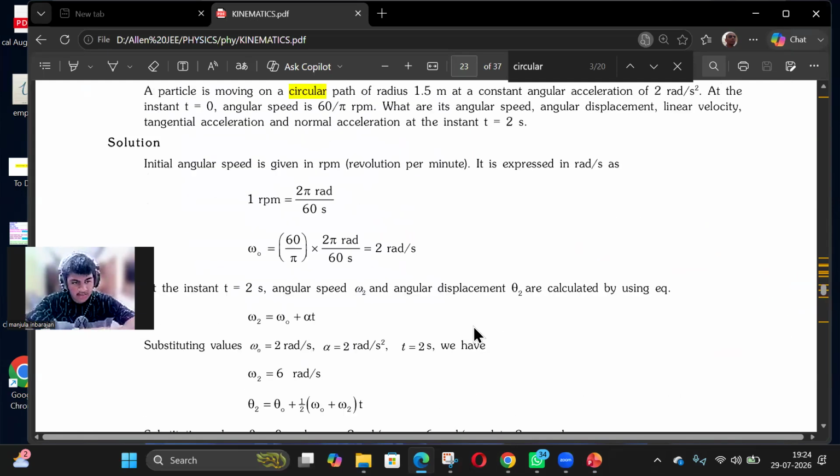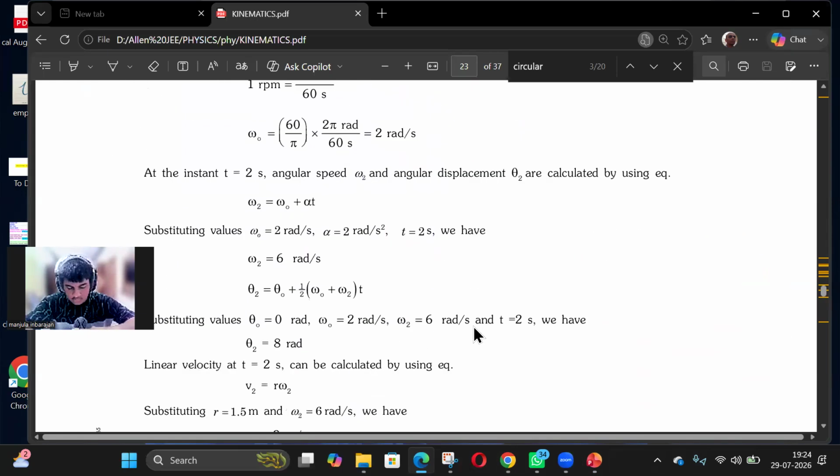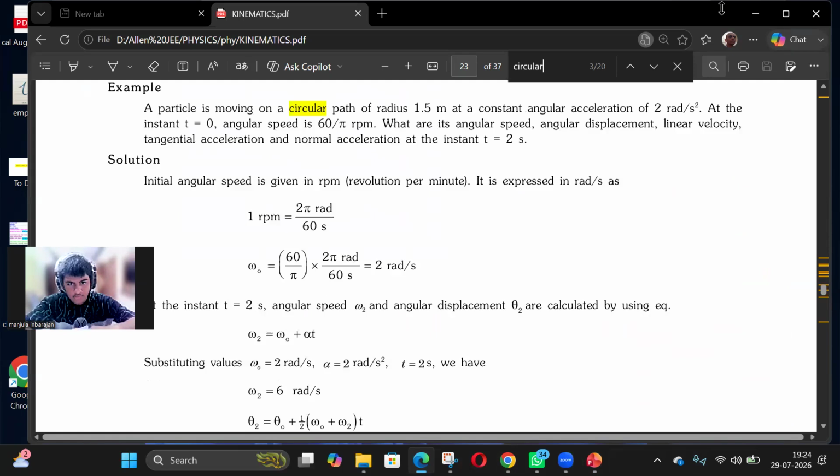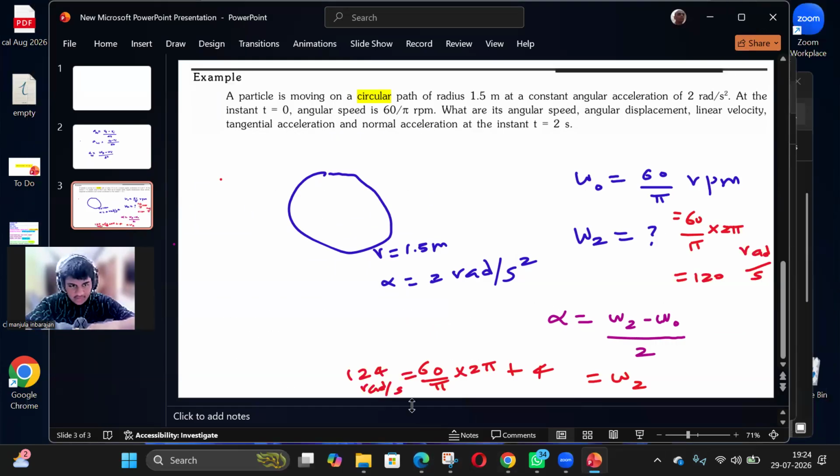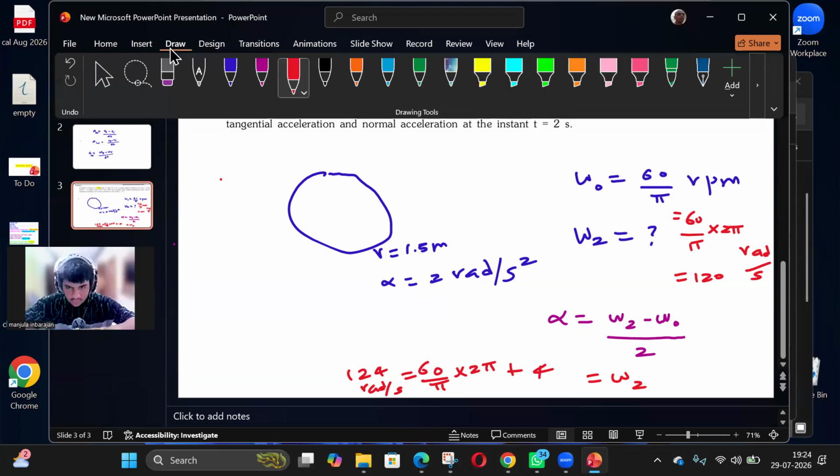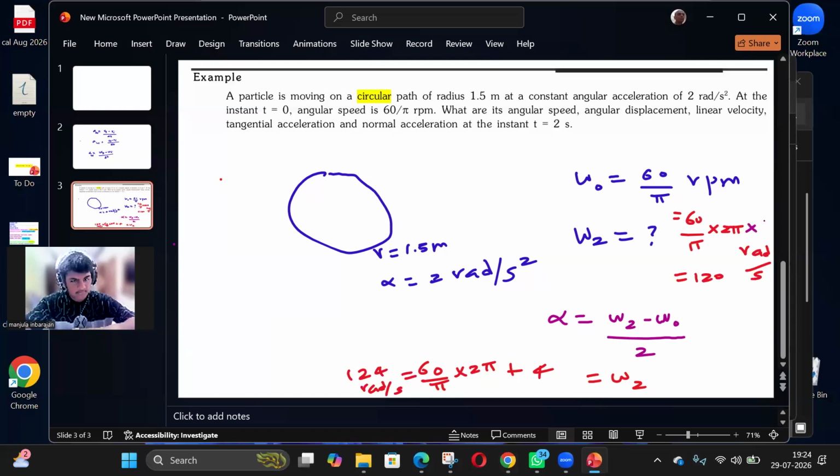Sir, 120. 2 pi plus t, no, sir? You made a mistake, so this pi will get cancelled. 120 plus t. So 120 plus 4, there is a mistake here. 124 is right though. It's per minute, no? Okay, so per second we have to find.